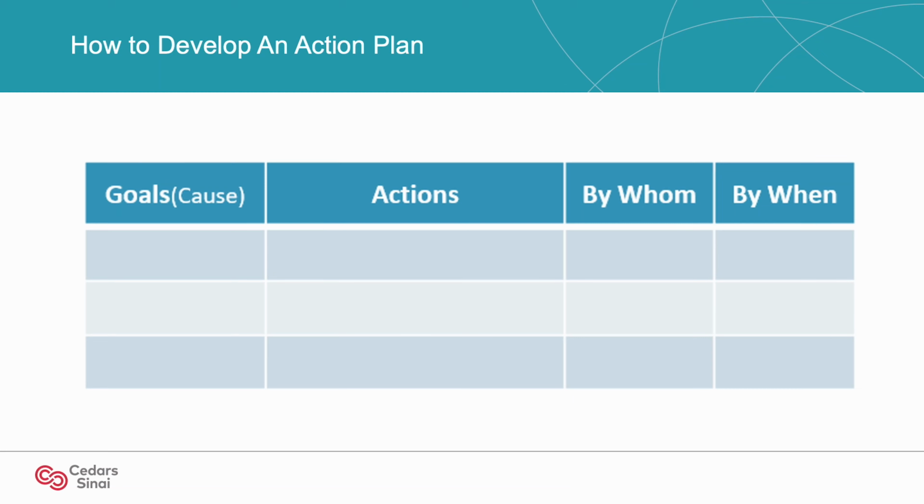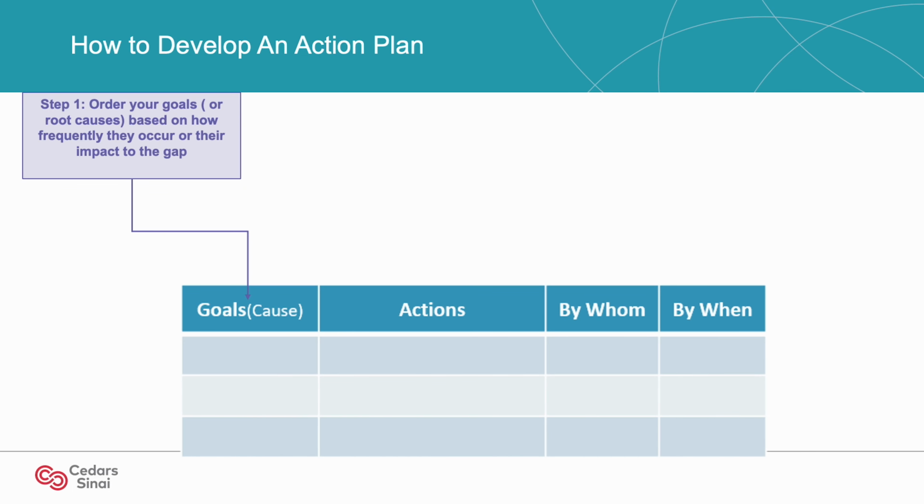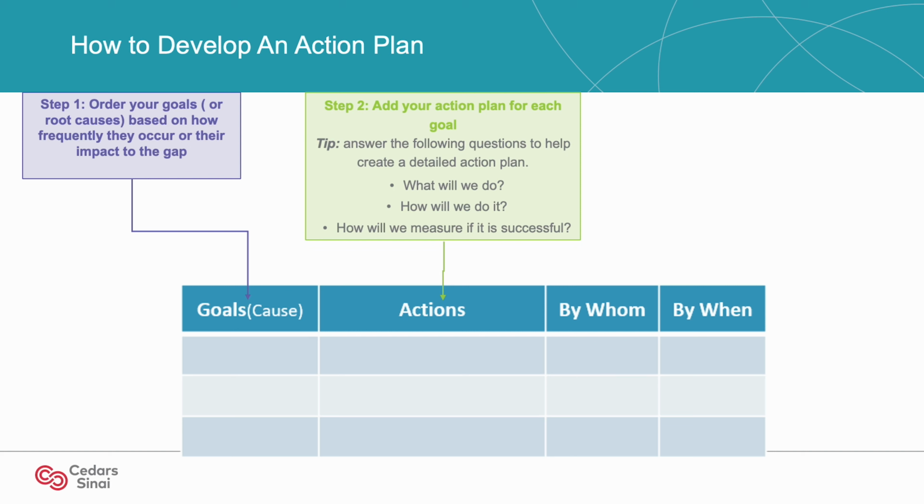An action plan is essentially a table that encompasses the goals or root causes, the action step or steps that will be implemented for each goal, the person or team responsible for completing the action step, and the deadline. So how do you fill out an action plan? You can start by writing the goals or root causes you have chosen to address. You then write the action steps for each goal or root cause.